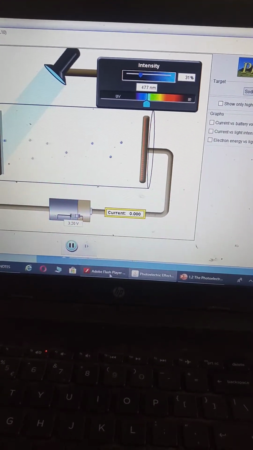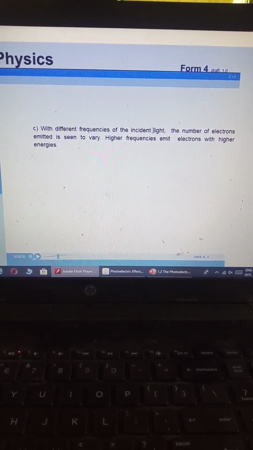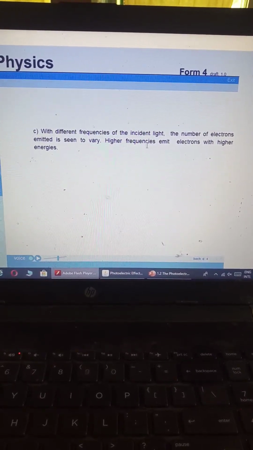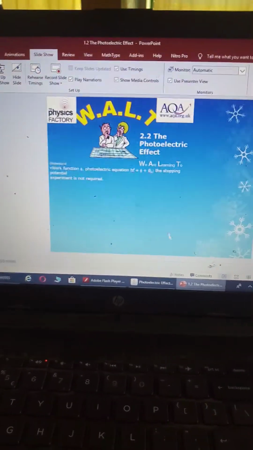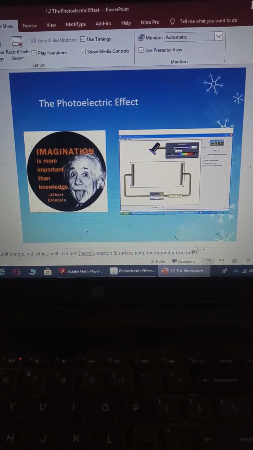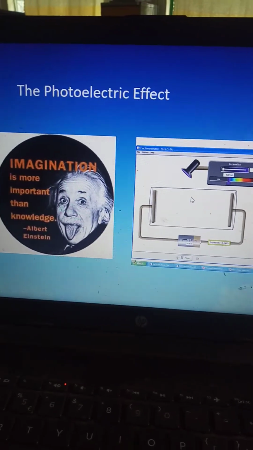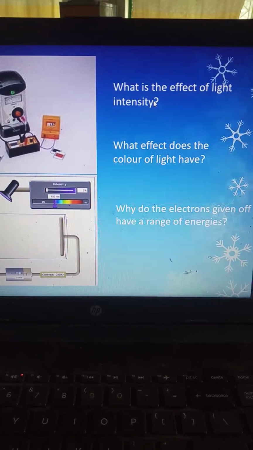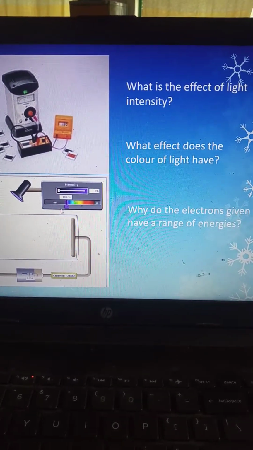So what are we saying? With different frequencies of the incident light, the number of electrons emitted is seen to vary. Higher frequencies emit electrons with higher energies. I want to come back here and explain what it means. This experiment was done by Albert Einstein by using the setup we have described here. And what is the effect of light intensity, as per what we observed here?